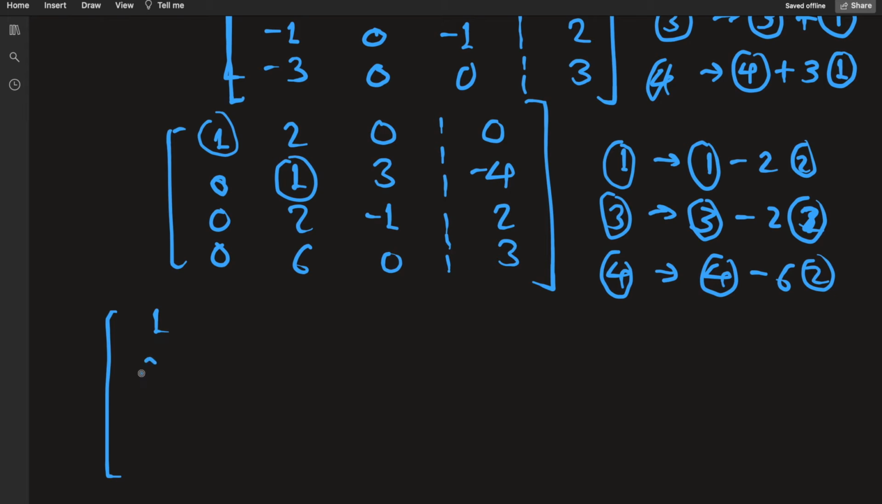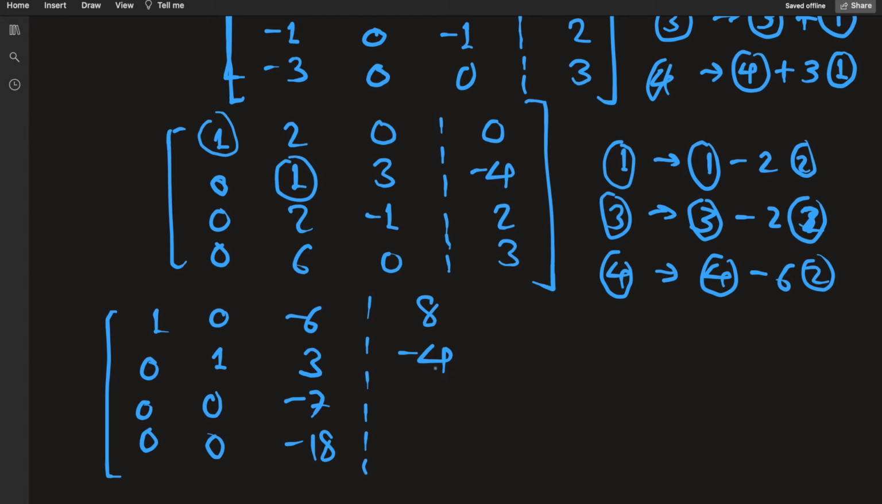giving us 1, 3 zeros, 0, 1, 0, 0, and negative 6, 3, negative 7, negative 18, and 8, negative 4, 10, 27.